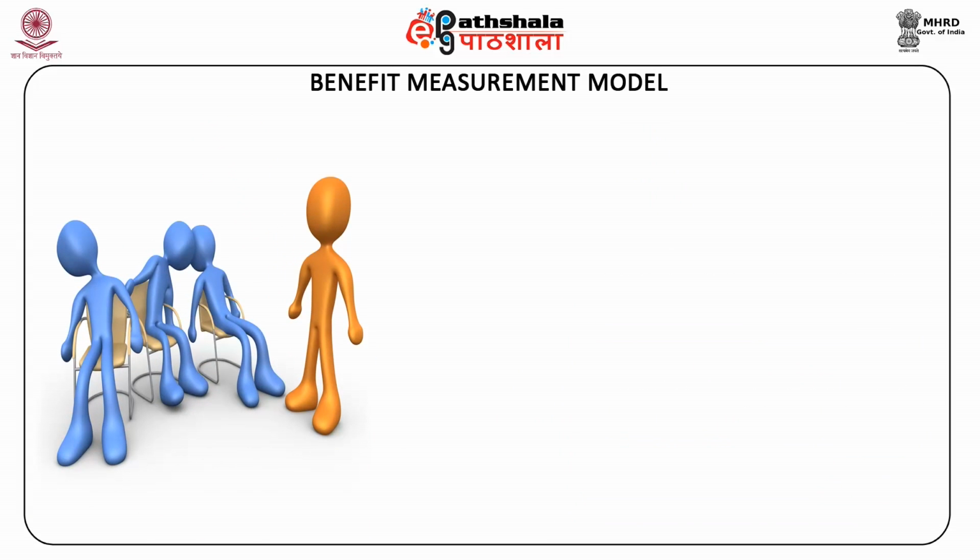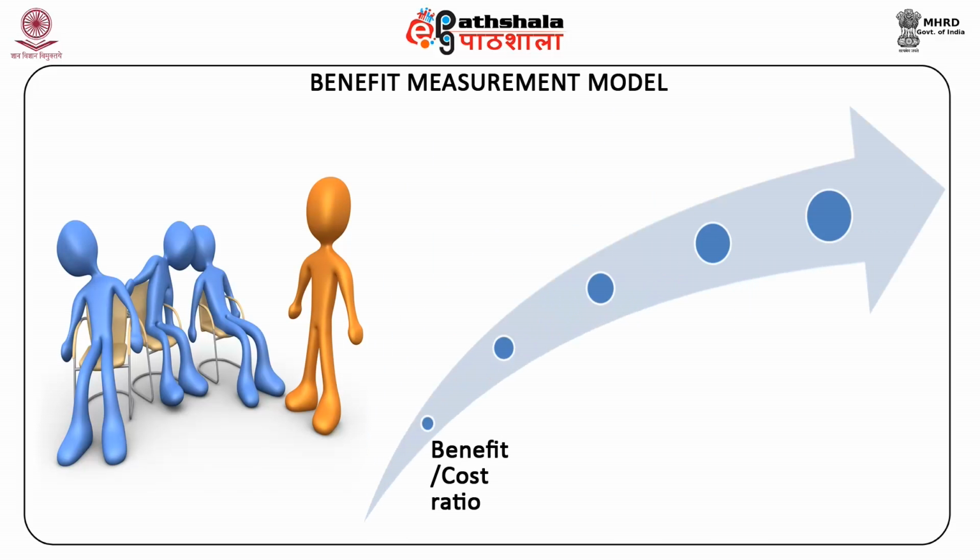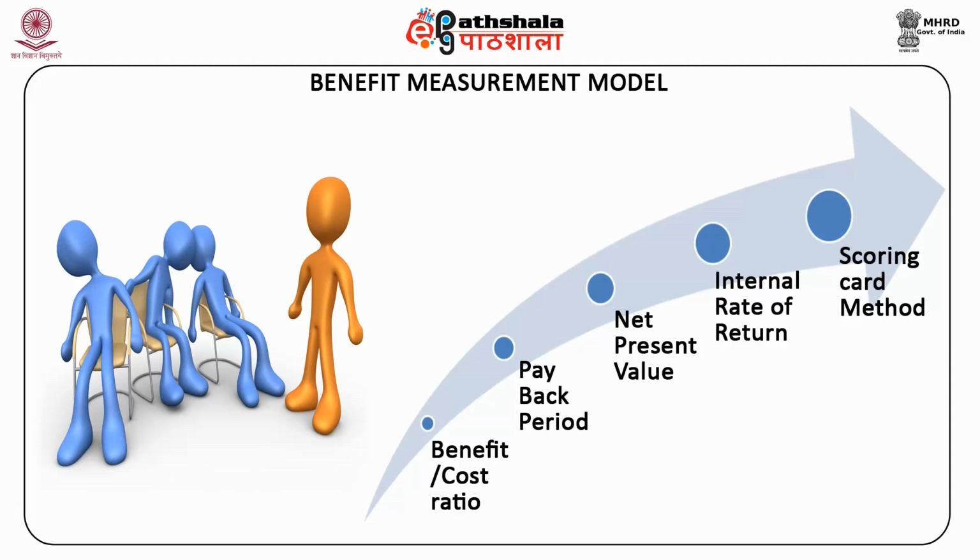First is the benefit measurement model. This model is extensively used in the selection of projects and is based on the present value of estimated cash inflows and cash outflows. In this method, the costs and benefits are calculated and compared with the other project proposals in order to take the decision. The various benefit measurement methods for project selection are given below: benefit cost ratio, payback period, net present value, internal rate of return, scoring card method.